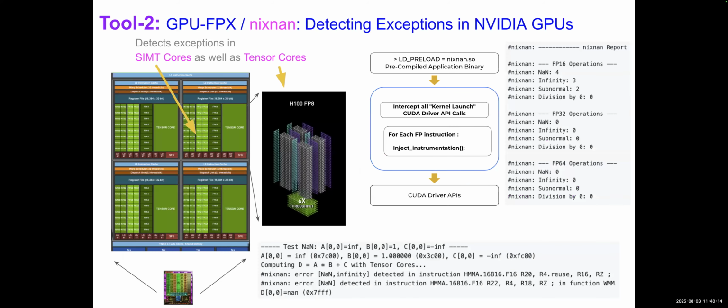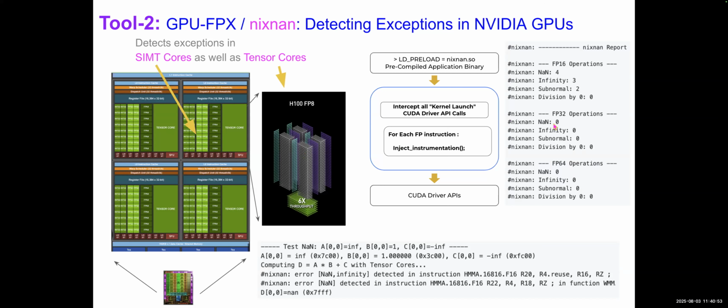The second tool pertains to NVIDIA GPUs, which differ from other GPUs in that they have their own hardware consisting of SIMD cores and tensor cores. They have provided a binary instrumentation tool along with their distribution, which allows you to trap exceptions whenever a kernel is launched. What we are interested in is not only detecting exceptions in the SIMD, single instruction multiple thread cores, but also the tensor cores.